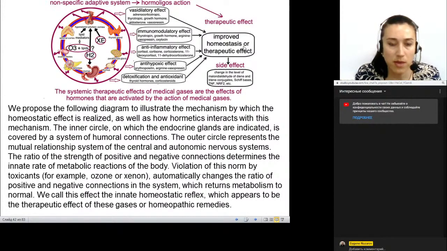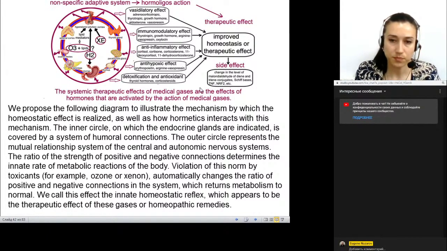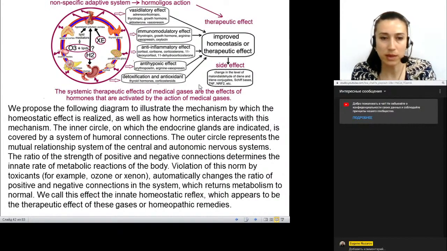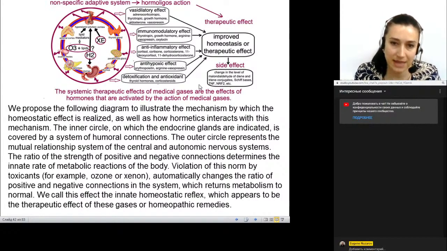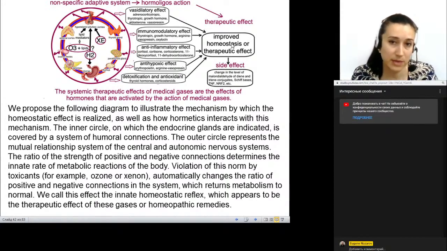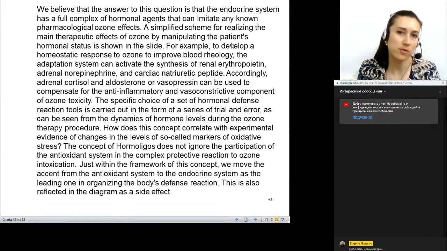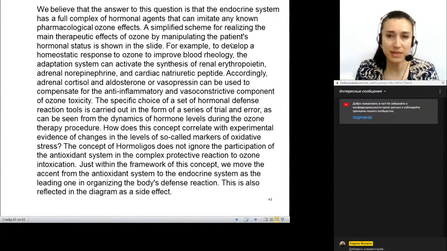Violation of this norm by toxicants, for example ozone and xenon, automatically changes the ratio of positive and negative connections in the system, which returns metabolism to the normal level. We call this effect the innate homeostatic reflex, which appears to be the therapeutic effect of the gases and of homeopathic remedies. So we believe that the answer to this question is that the endocrine system has a full complex of hormonal agents that can imitate any known pharmacological ozone effects.